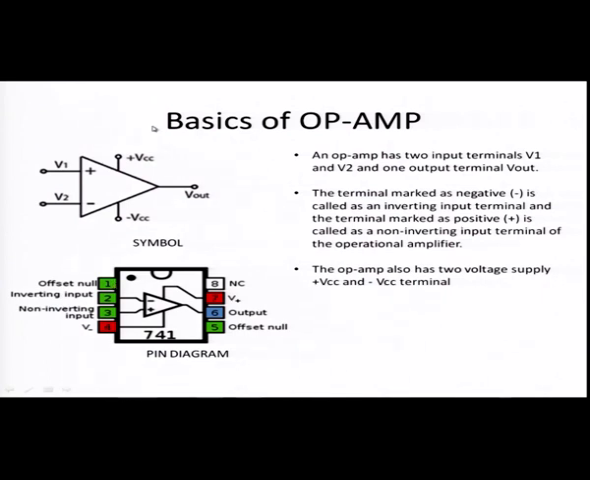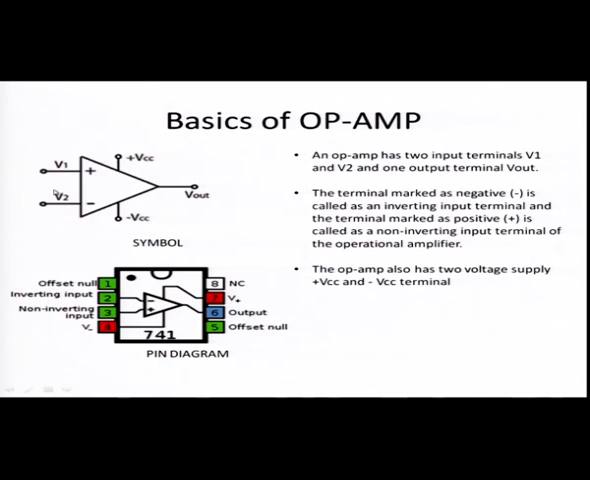These are the supplies and these are the signals. The supply is different from the signal. Supply is given for the IC to work, and signals are given to the operational amplifier in order to process the signals. If the signal needs to be amplified, then the signal is given here as V1 or V2, but in that case also, for this IC to work you have to give the supply.